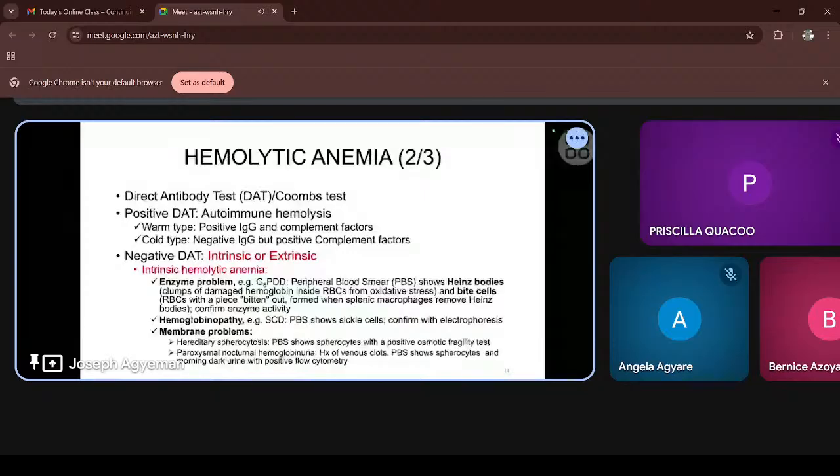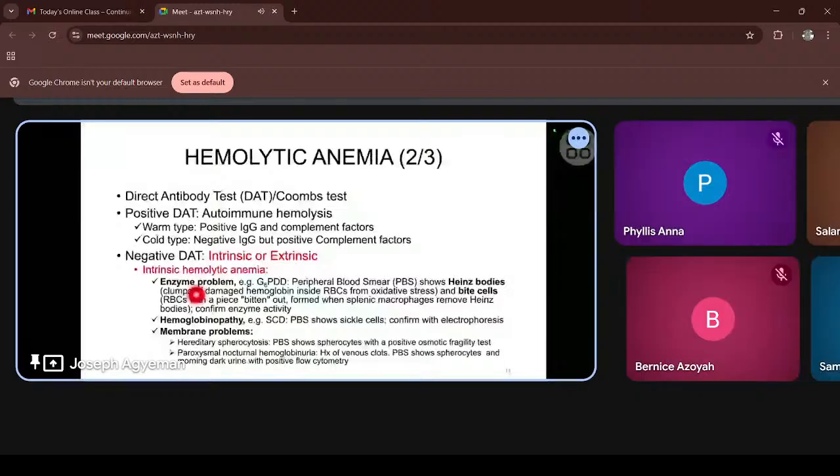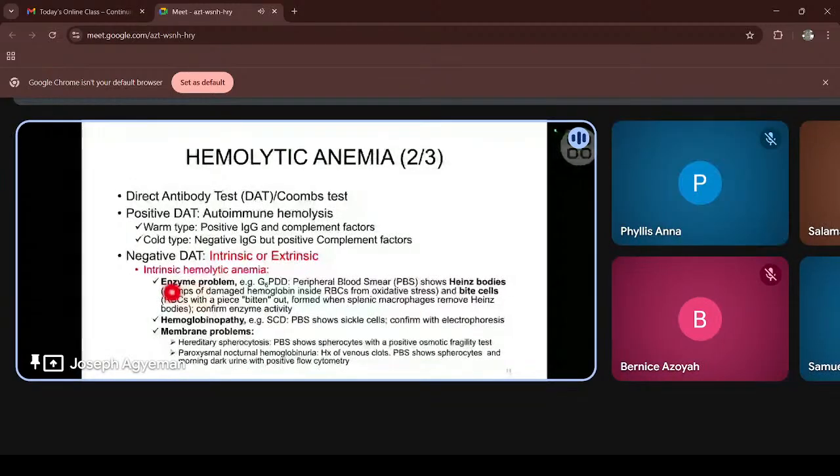So what are the intrinsic causes? As I've been saying, number one, it could be some enzymes that are associated with the red cells. We all know that the red cell has an enzyme called glucose-6-phosphate dehydrogenase, and briefly, it helps fight against oxidative stress. If you don't have an intact glucose-6-phosphate dehydrogenase and you are exposed to oxidants, then you can't neutralize the oxidant, and the oxidant will oxidize your red cell membrane, leading to hemolysis.